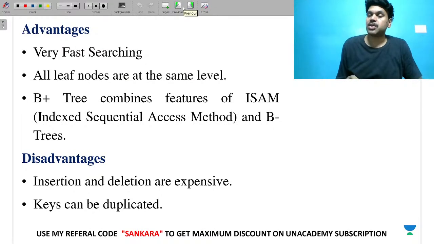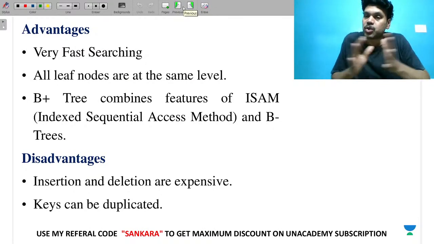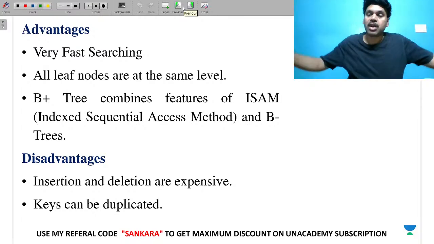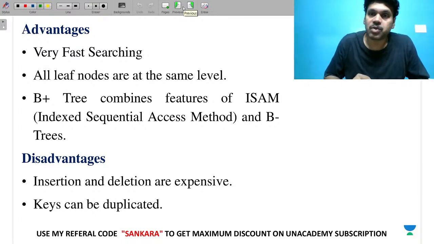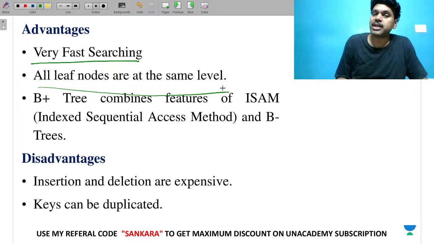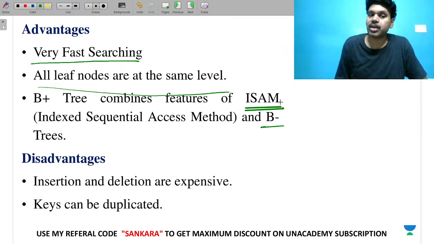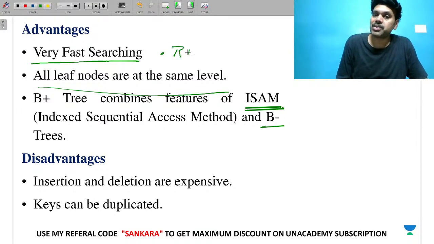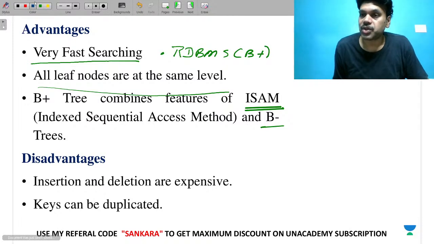What are the advantages of a B plus tree? As there is not much overhead, it is suitable for larger file organizations with less overhead. That's why searching is very fast. All leaf nodes are at the same level. B plus tree is a combination of B tree and indexed sequential access methods. One more advantage: every RDBMS is a real-time application of the B plus tree. Right now we are using it.